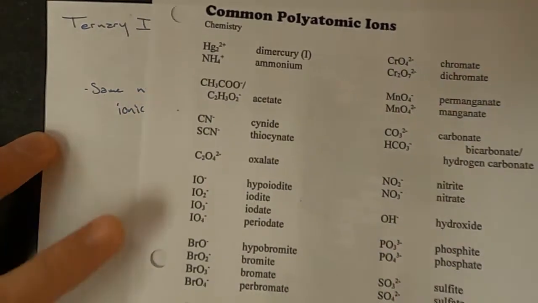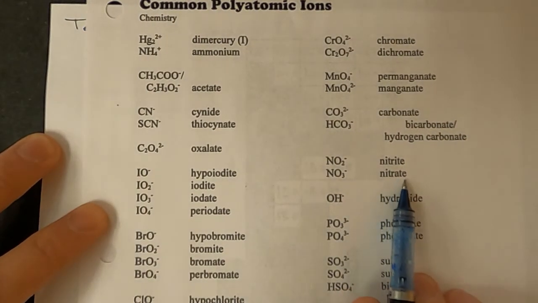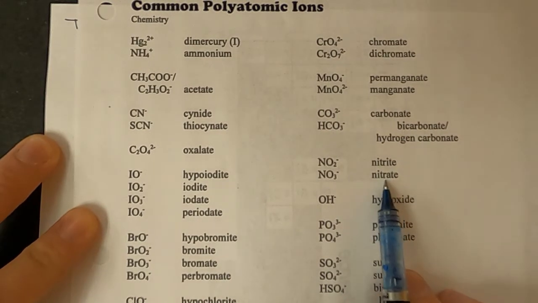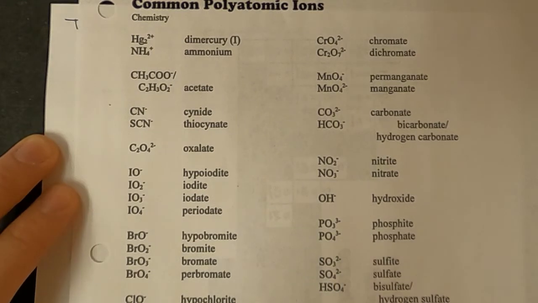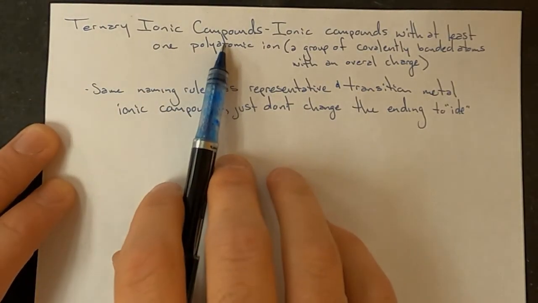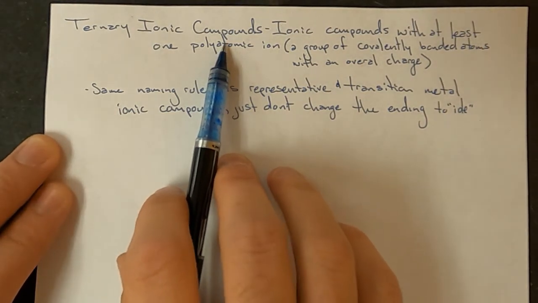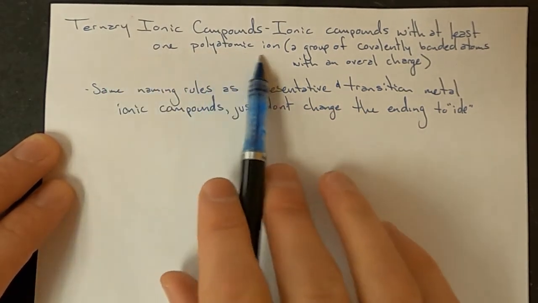And so notice that most of these have ate or ite endings. And so when these are in compounds, you would keep those ate or ite endings. You wouldn't change it to ide, like changing chlorine to chloride when it's in a binary compound. That's how you can tell if it's a ternary ionic compound typically, whether the ionic compound ends in ide or ate or ite. Ate or ite would typically mean that it's ternary, that there's a polyatomic ion.